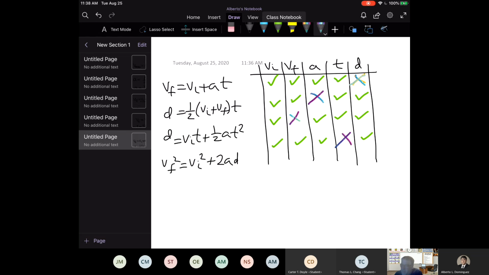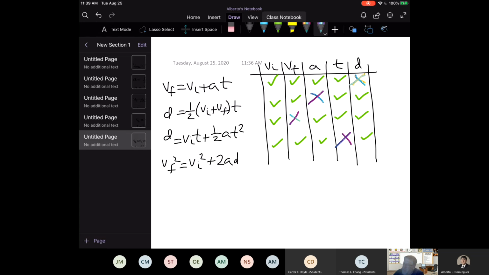All of them have V initial, which presents a problem. If I give you a kinematics problem that does not have V initial, that problem becomes a two-step problem. Step one, figure out V initial. Step two, answer whatever it is that I'm asking you about the kinematics problem.